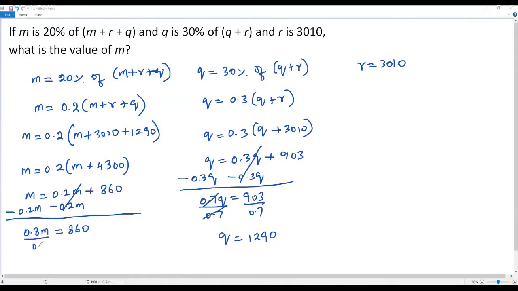Now to solve for M, I divide both sides by 0.8. When I do so, this 0.8 will cancel out. Then I'm getting M equals, when I divide 860 by 0.8, 1075. I got the value of M. The value of M is 1075.